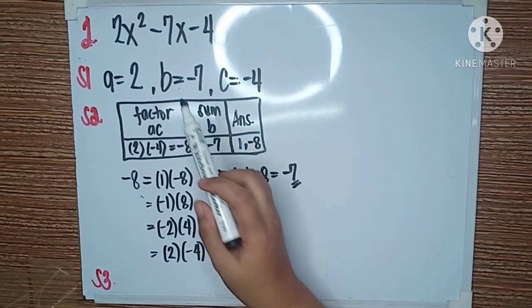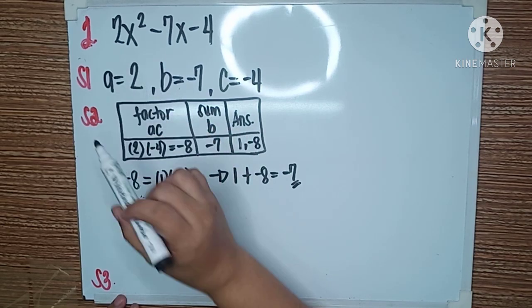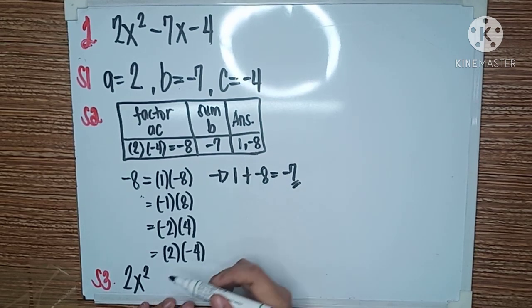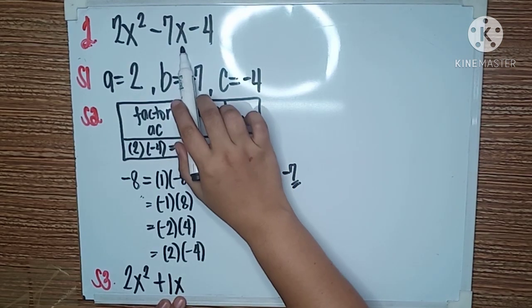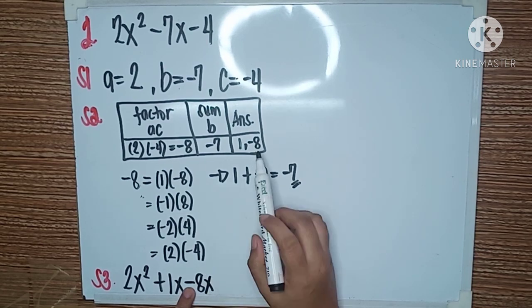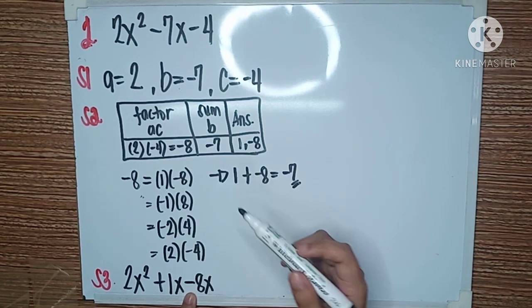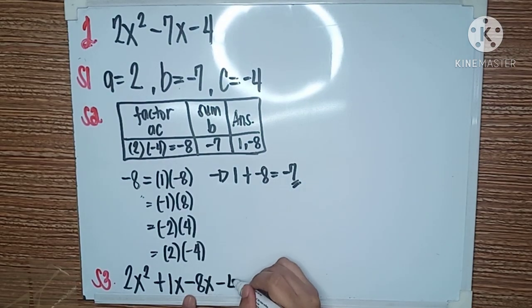For step 3, we will rewrite our given trinomial into a 4-term polynomial. So, we will copy the first term, 2x squared, and then we'll change the middle term by our answer in step 2. So, that is positive 1x. Lagyan natin ng x kasi ang middle term natin ay may variable x. Minus 8x. Minus because 8 is negative. So, kung ano ang sign, yun din ang operation. And then, we'll copy the last term, negative 4.